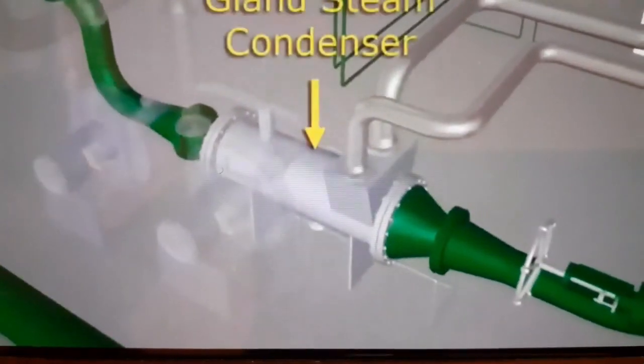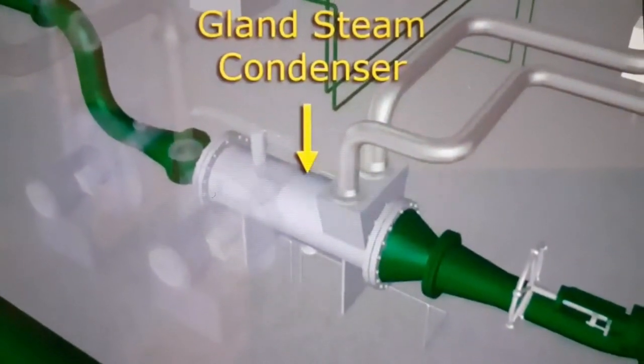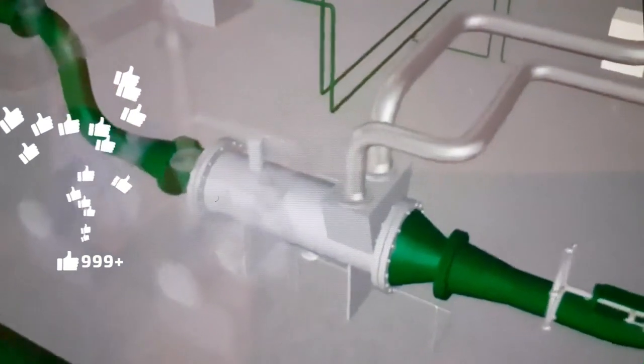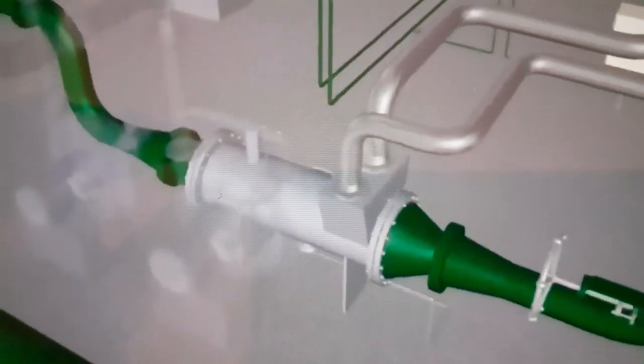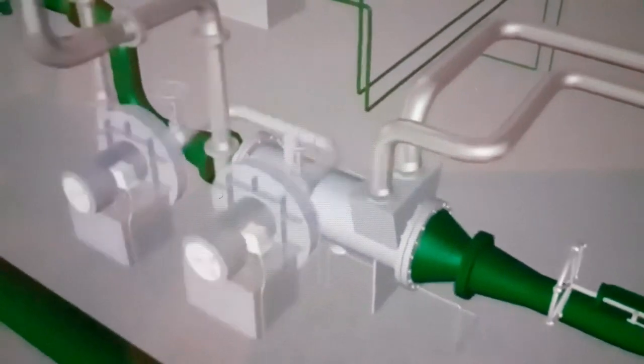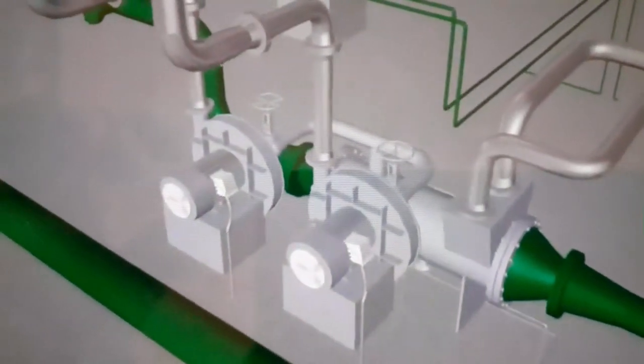The gland steam condenser is provided to condense the leak-off steam from the packing glands and the steam valve stems. Steam leakage from the turbine packing glands enters the shell and is condensed by the cooling water and transferred to the main condenser from the lower part of the shell through a drain trap.